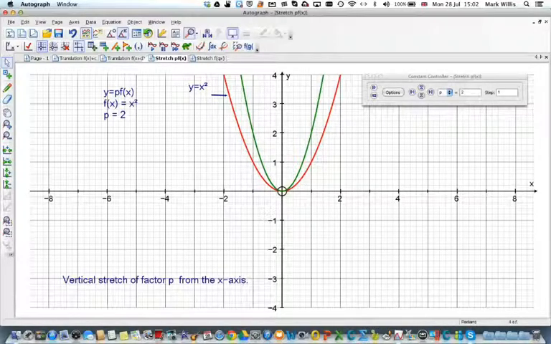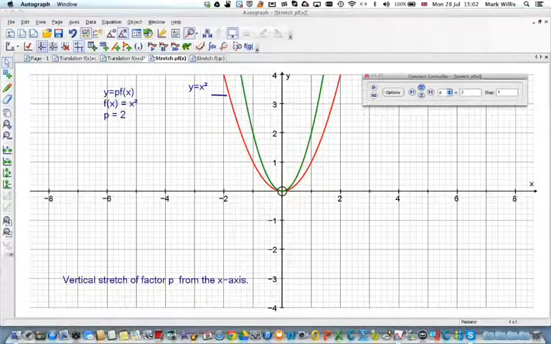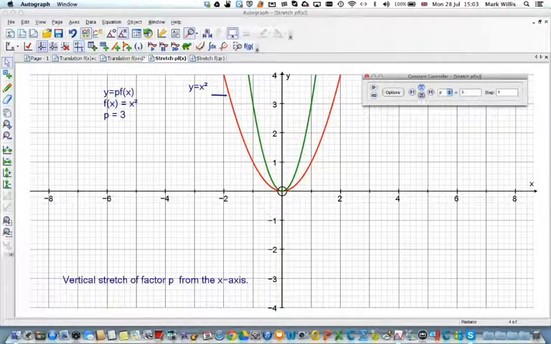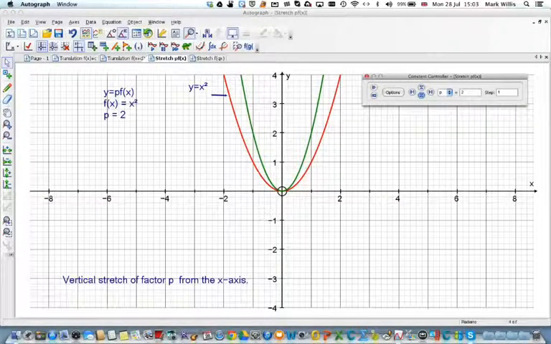Okay, this is where the value of p is equal to 2. I'm going to move it in steps of 1. And what we can see is that the graph gets stretched. Okay, when it's 1 it's the same graph. Here it's been stretched by 2.